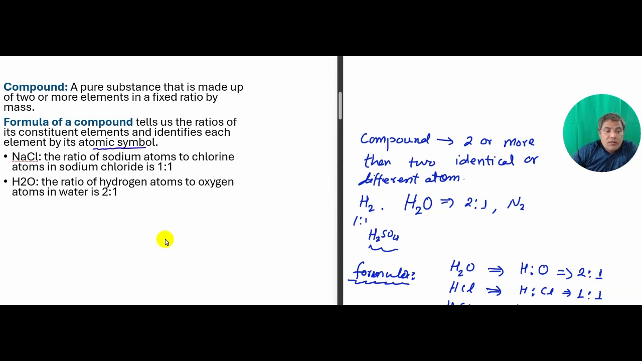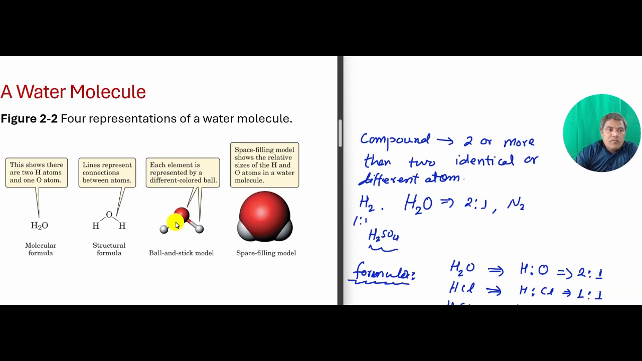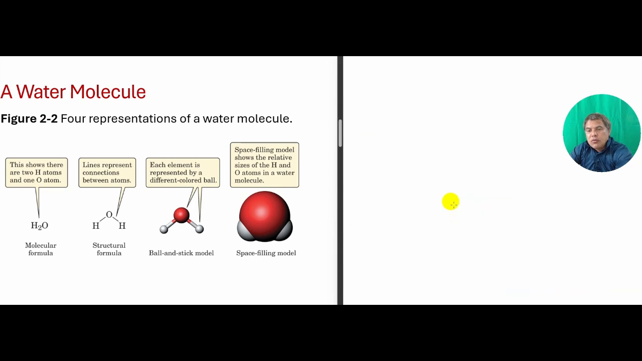So these are the formulas of the compound, and a compound is a combination of 2 or more elements, but these elements can be identical also. Okay, so now let's see the structure of the water molecule. Look at that here, representation of water molecule.